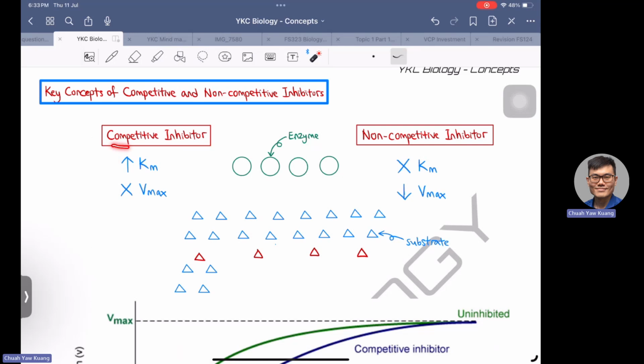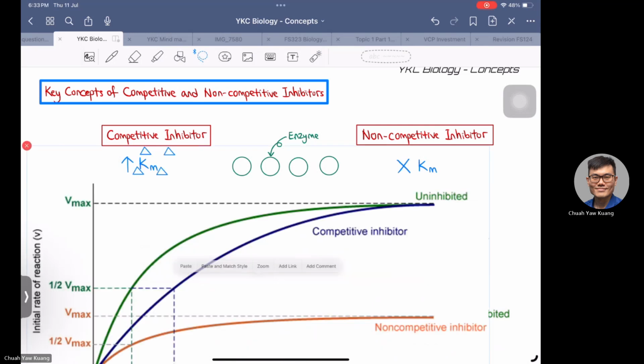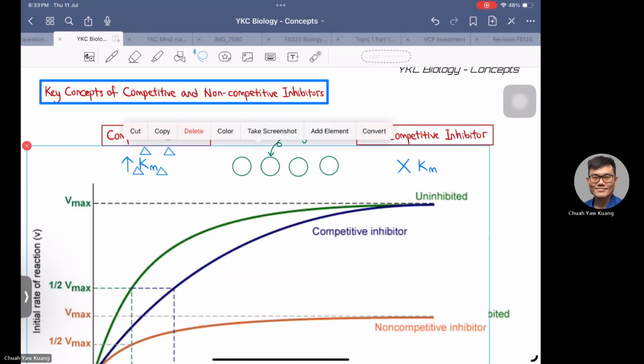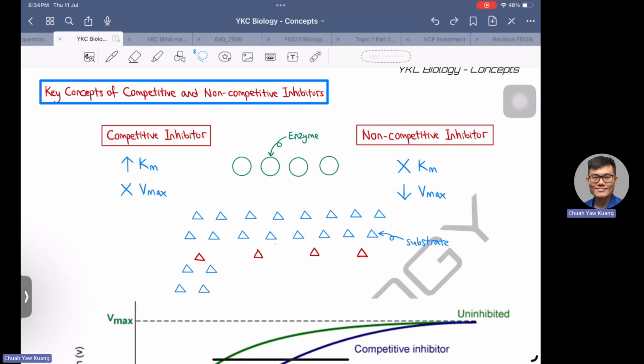So why will the competitive inhibitor not affect the Vmax? Well, the reason is because all the enzymes are still working. So as long as we increase more and more substrate, I will draw it.